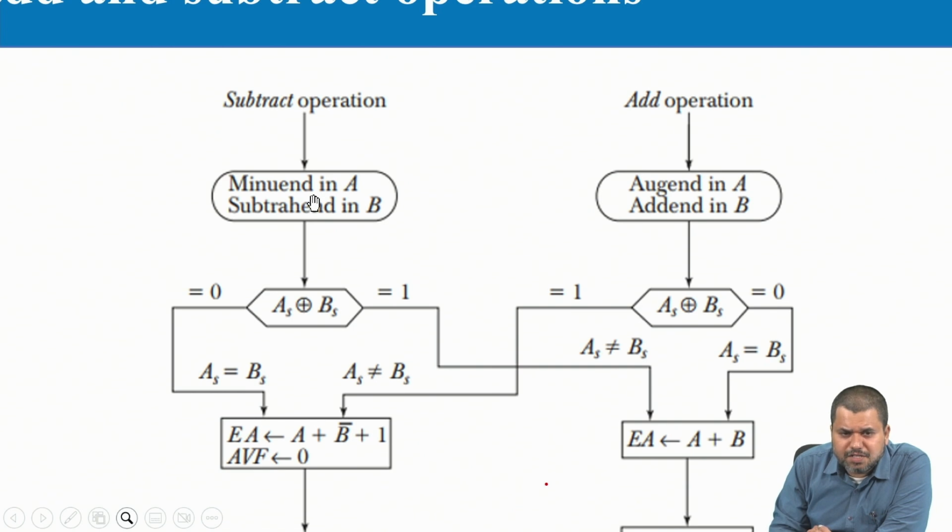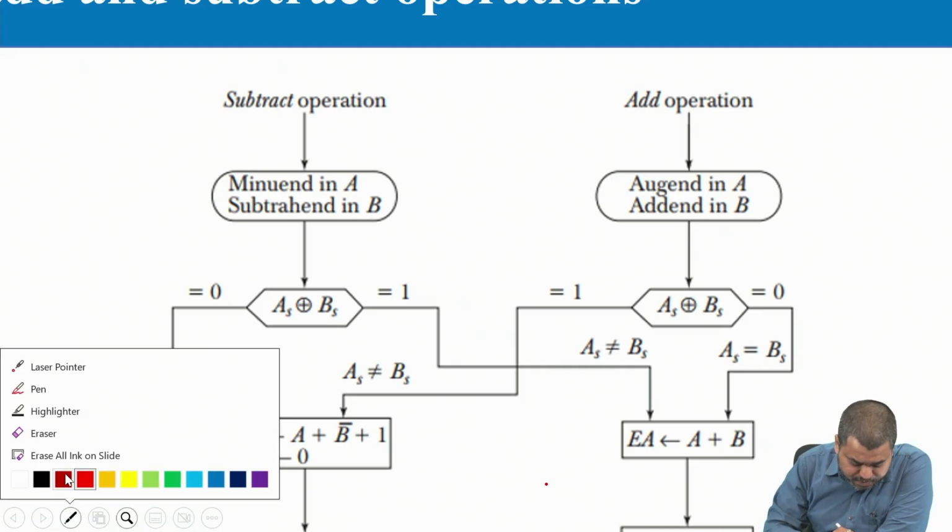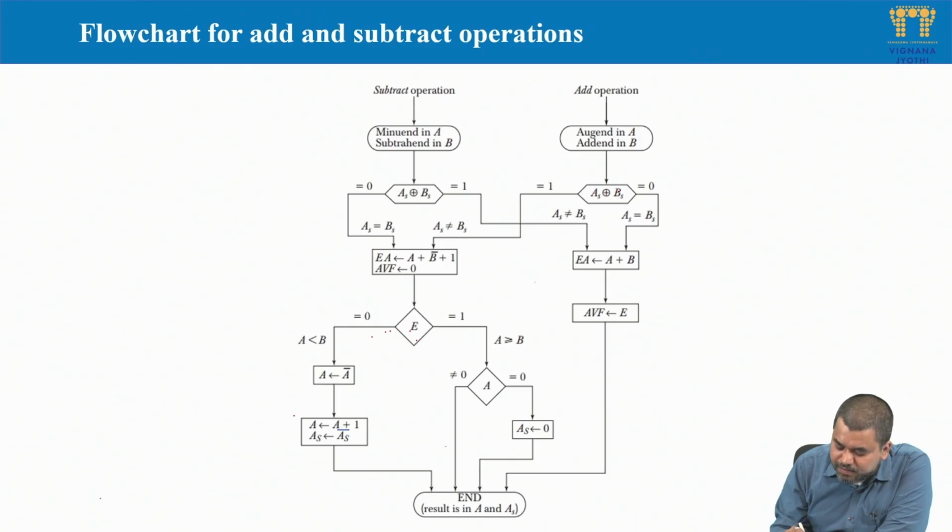Now what is the first operation we perform? The first operation we need to perform is to decide whether we need to perform the addition or subtraction. In case of the add operation, if the signs are equal, we need to perform the addition. If the signs are different, we need to perform the subtraction. So how do we compare the signs? We need to compare the signs based on the AS and BS.